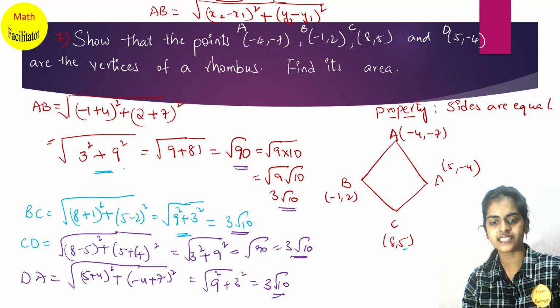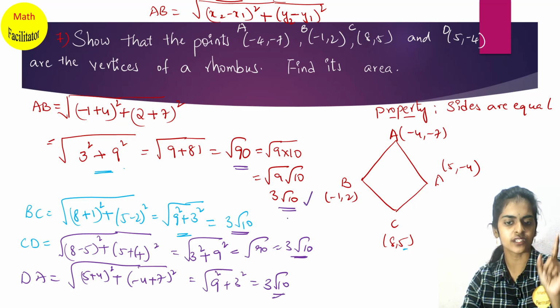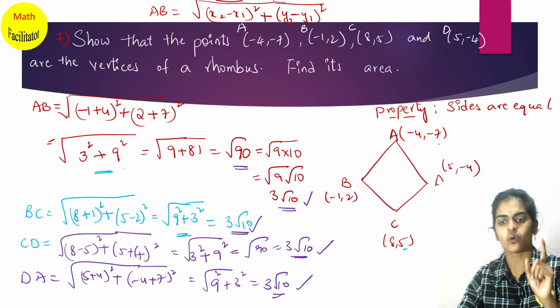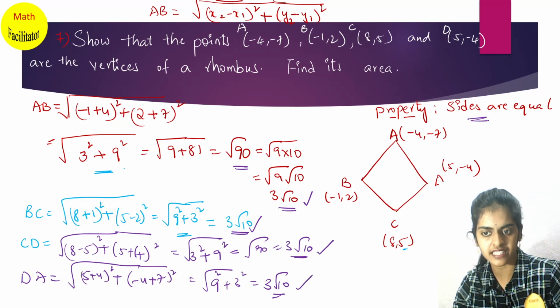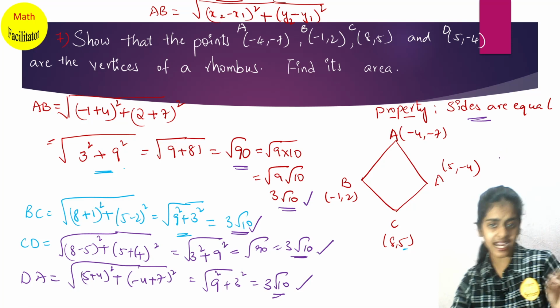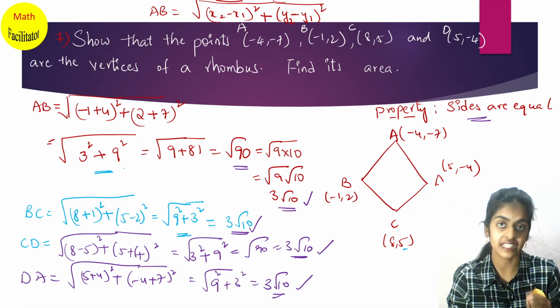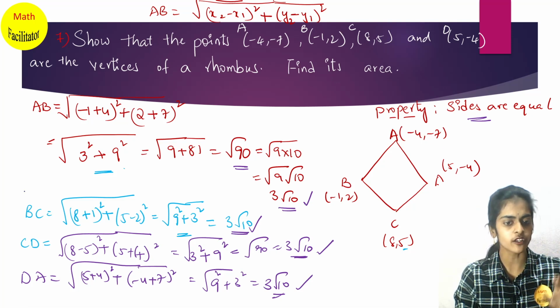So all the sides, AB is 3 root 10, BC is 3 root 10, CD is 3 root 10 and DA is 3 root 10. So all the sides are equal and hence the given figure is a rhombus. But if in the question they are asking you to prove that the given figure is a square, then you will do that all the sides are equal.